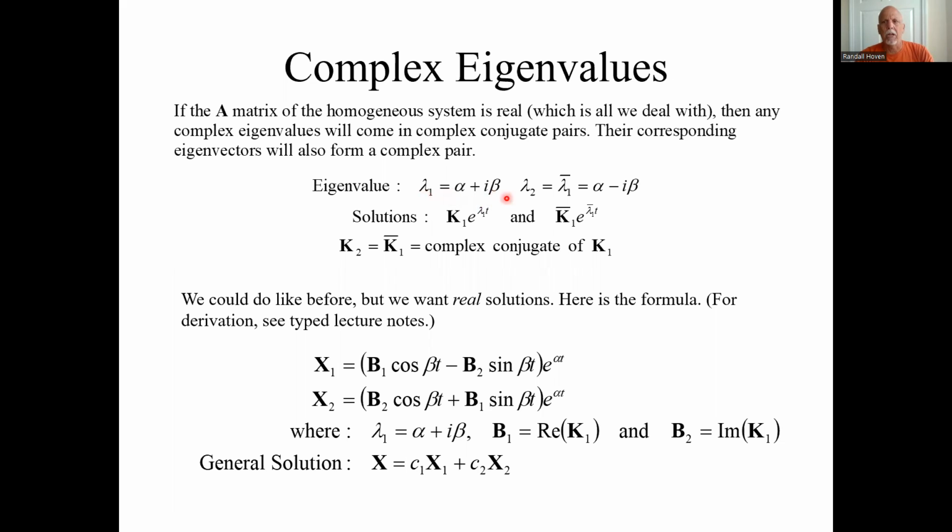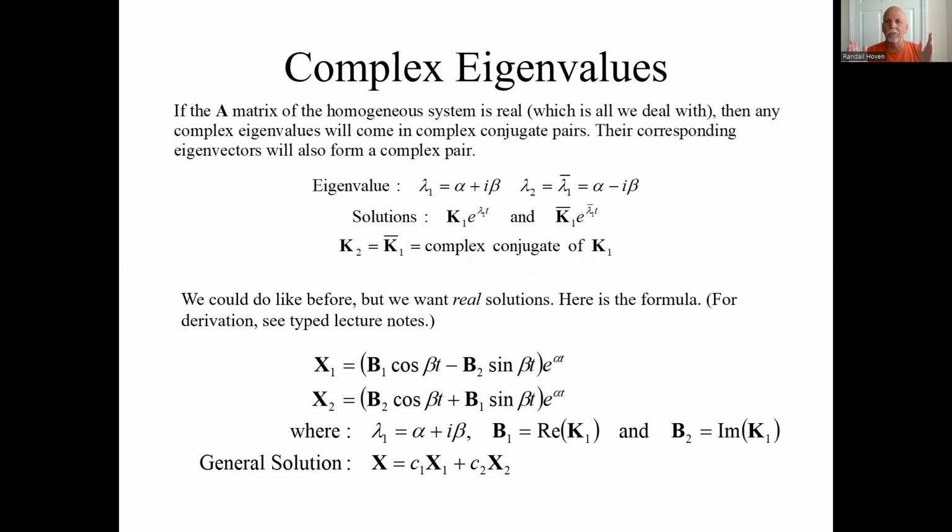When they're complex, we're going to write them this way. We'll call it alpha plus i beta. The eigenvalues will always come as complex conjugate pairs as long as the A matrix is all real. And the eigenvectors will also come in corresponding complex conjugate pairs. So these would be the solutions, but they're going to have complexities up here in the exponents, and the eigenvectors themselves will be complex.